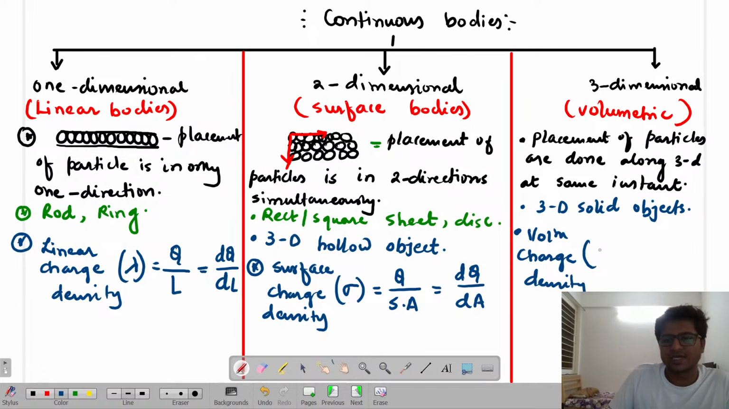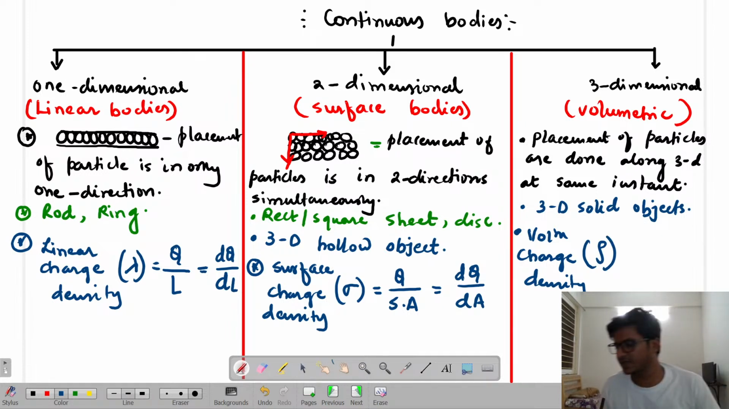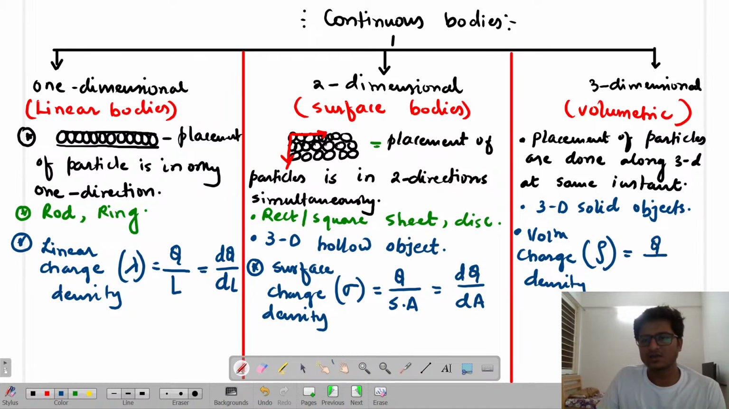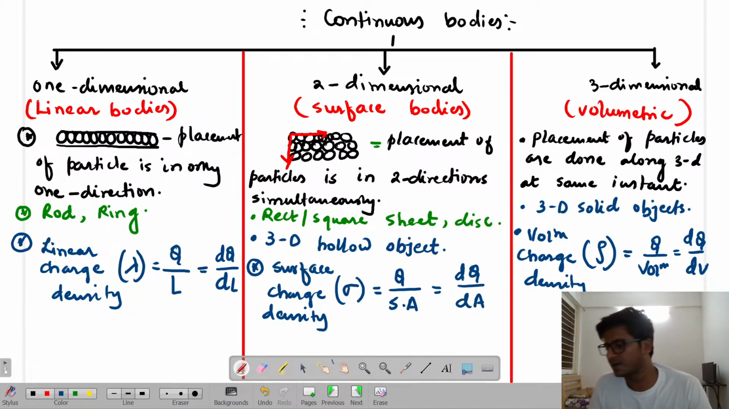And that is denoted as rho. क्या चीज से डिनोट करते हैं? रो से. और ये तो सिंपल है, वॉल्यूम 3D ऑब्जेक्ट्स में तो वॉल्यूम इज एग्जैक्टली इक्वल टू वॉल्यूम. सो दिस इज व्हाई वॉल्यूम चार्ज डेंसिटी रो इज इक्वल टू आपका क्या हो जाएगा? Q by volume. And if I have a smaller charge in the smaller volume, so it will be written as dq by dv. क्या लिखा आ जाएगा? dq by dv. Is that clear or not?